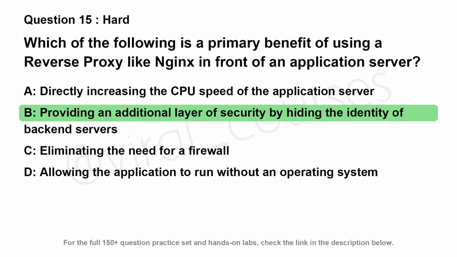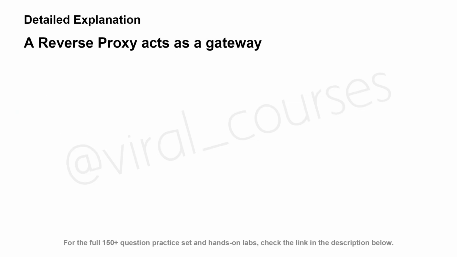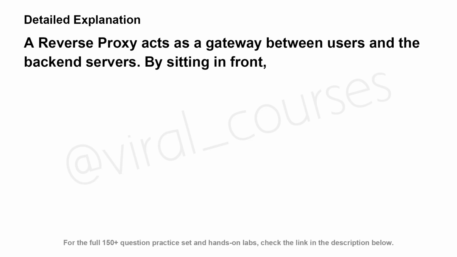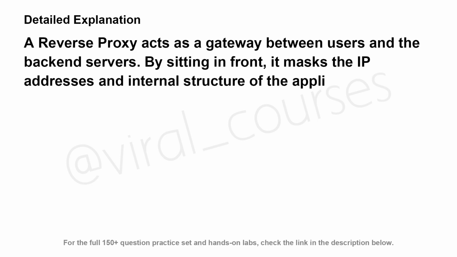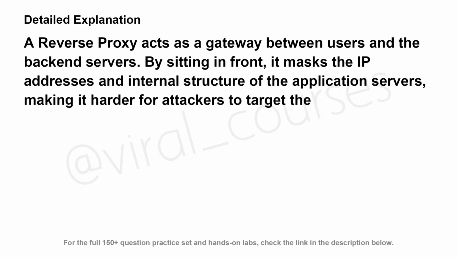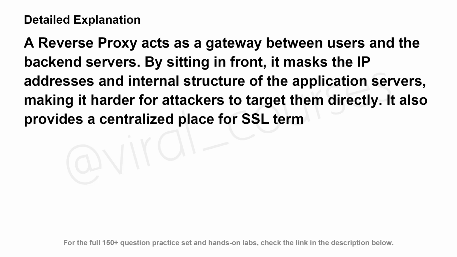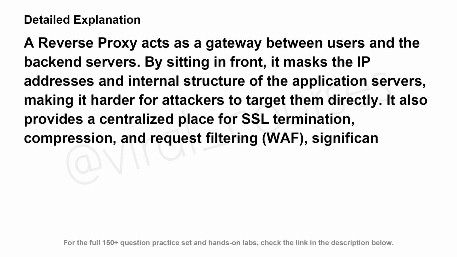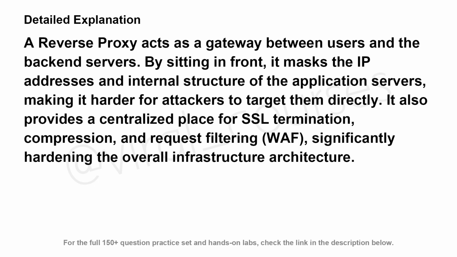The correct answer is B. A reverse proxy acts as a gateway between users and the backend servers. By sitting in front, it masks the IP addresses and internal structure of the application servers, making it harder for attackers to target them directly. It also provides a centralized place for SSL termination, compression, and request filtering, WAF, significantly hardening the overall infrastructure architecture.